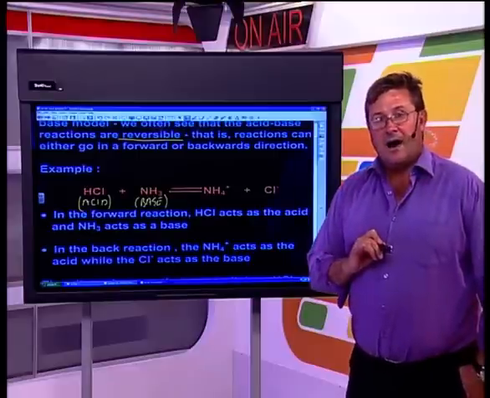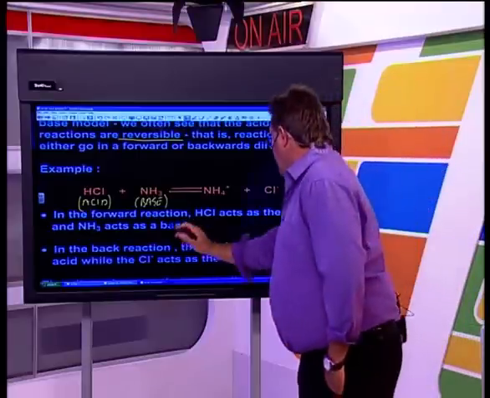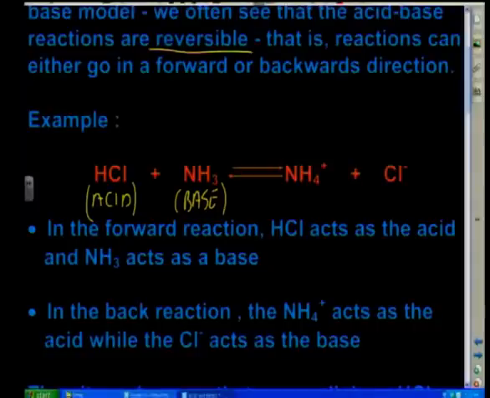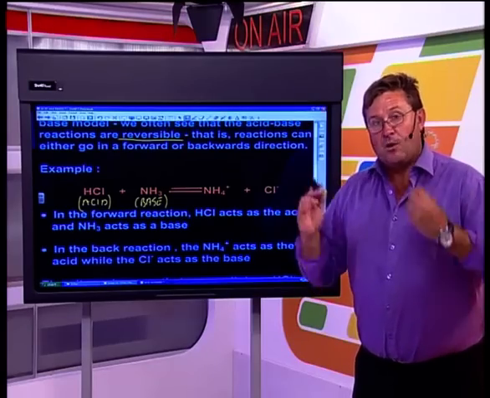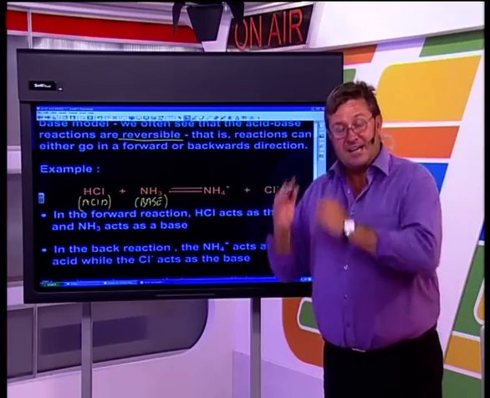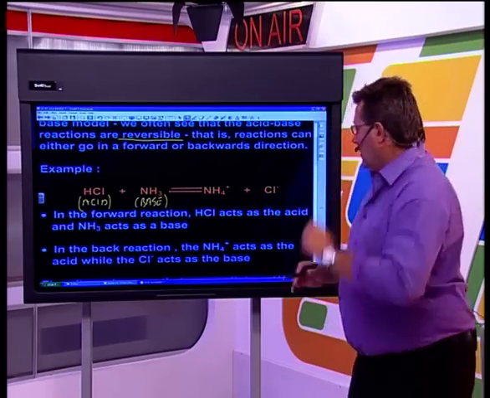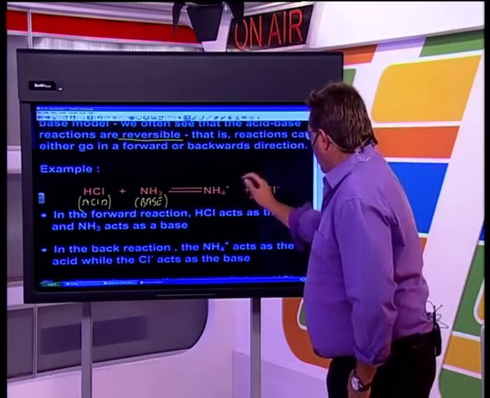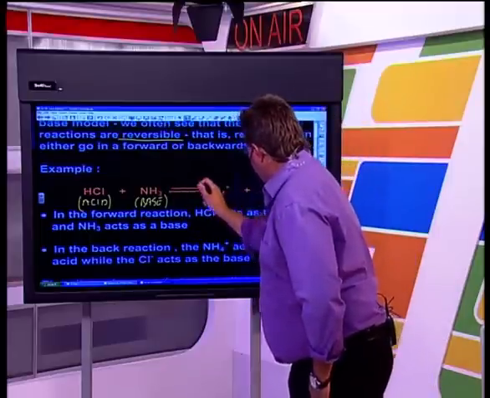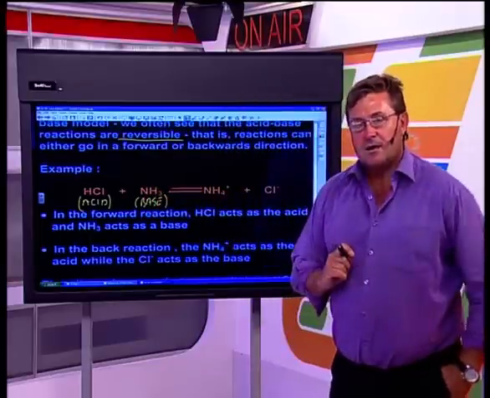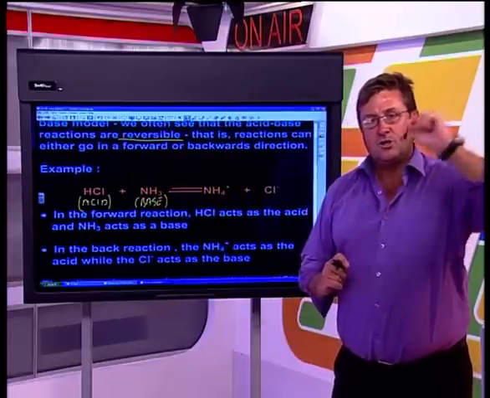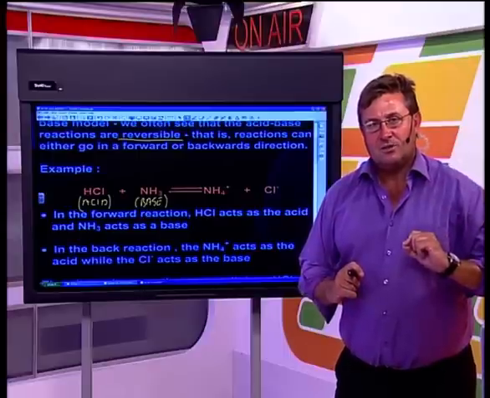its hydrogen. Okay. However, if we look at the back reaction, now we go backwards. What do we notice about the back reaction? Well, which one is now the proton donor and which one now is the proton acceptor? Well, if we have a look at NH4 going backwards, NH4 goes to NH3. Can you see now that NH4 is losing a proton?